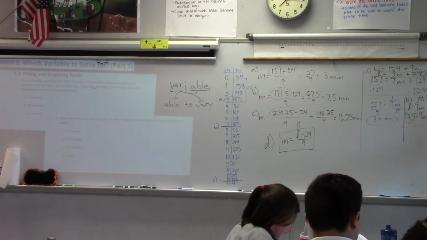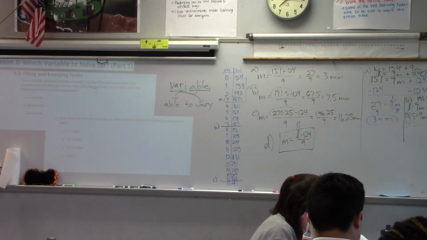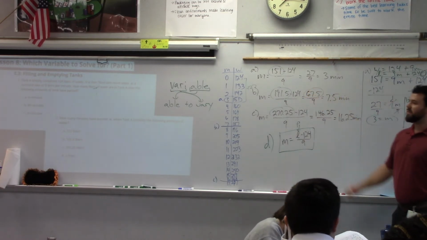And so 124 minus 124 again is 0. And 191.5 minus 124 is 67.5. Hey look, that's the 67.5 from right there.